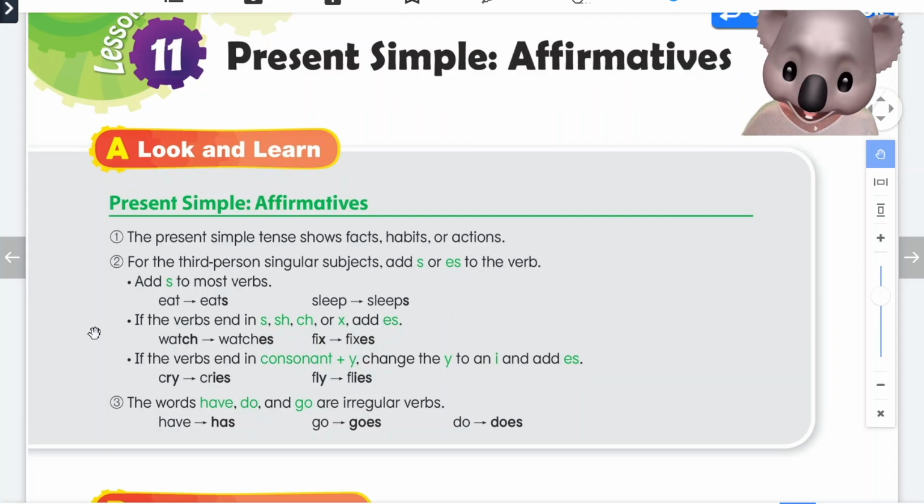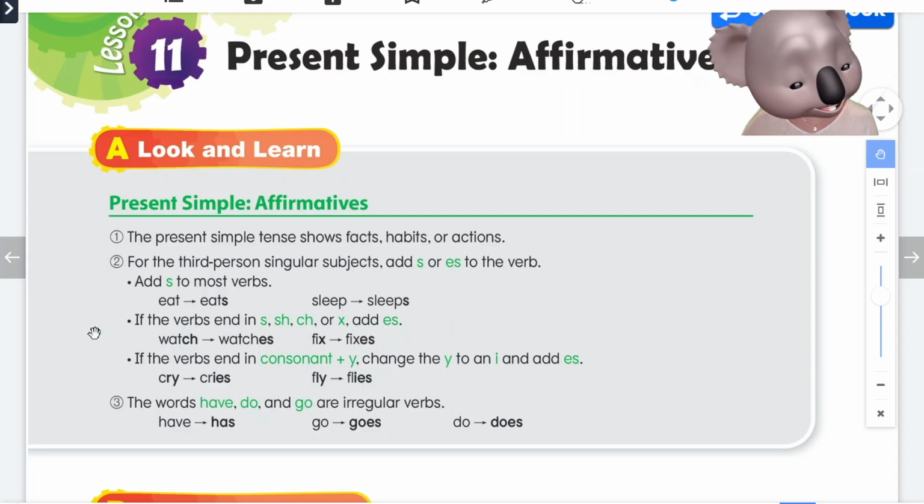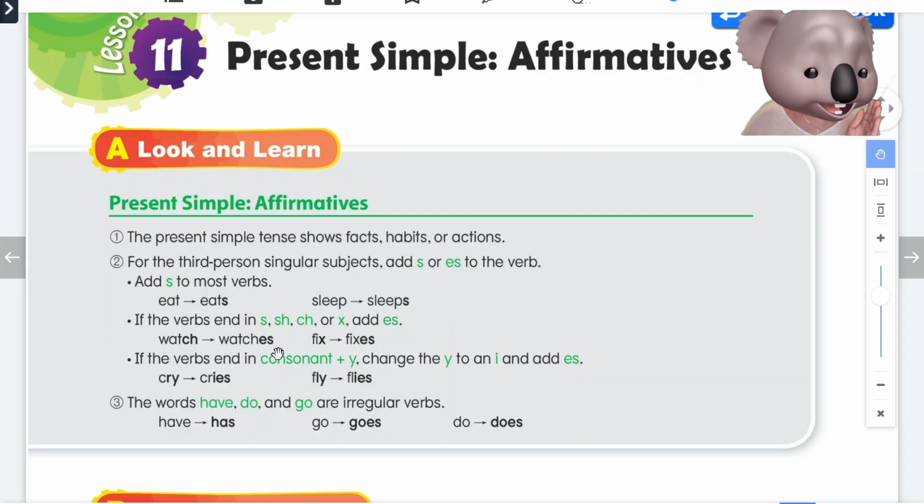If the verb ends in a consonant and a y, consonant는 a, e, i, o, u 아닌 letter야. Then we need to change the y to i, e, s. For example, she cry가 아니라 she y를 ies로 바꿔서 she cries or she flies.